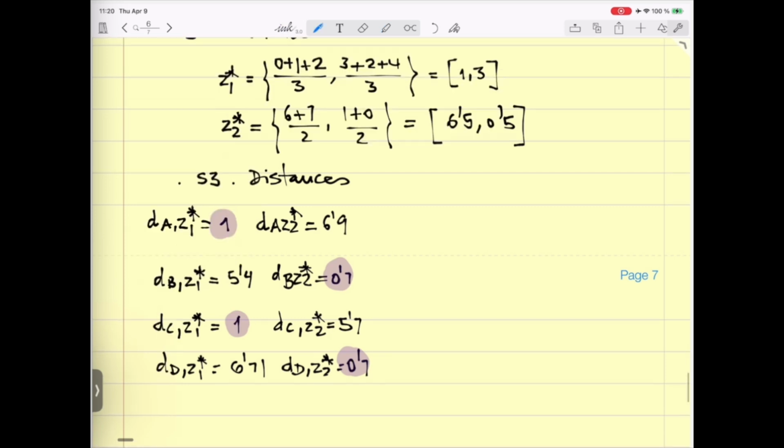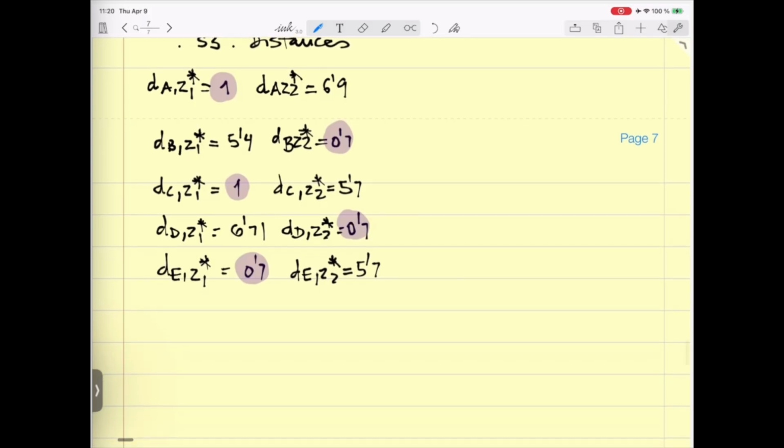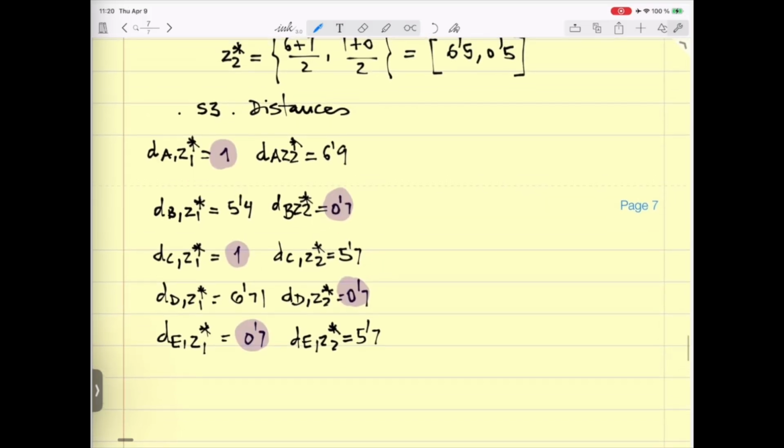Everything in green. Right now we are almost done. Distance between E and Z1 star is 0.7. Distance between E and Z2 star is going to be 5.7. So this is going to be it, right? So clusters remain constant.